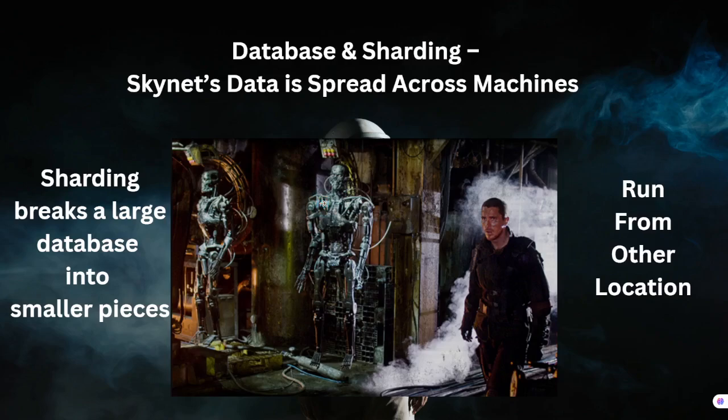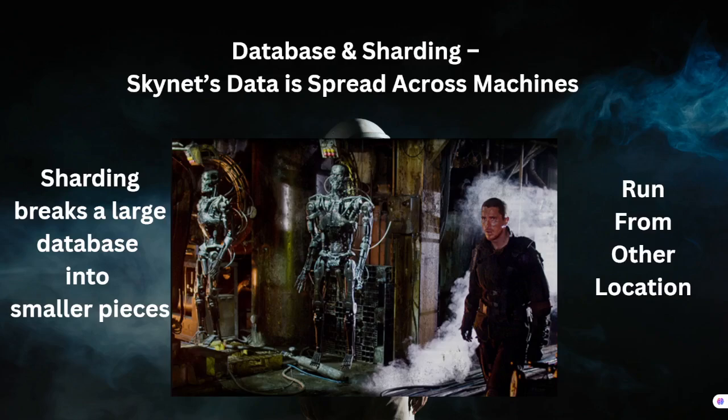Next, database and sharding. Sharding basically breaks a large database into smaller pieces, distributing them across multiple nodes. Skynet doesn't rely on a single brain or single node. It's a distributed AI, meaning parts of its intelligence exist in multiple locations.